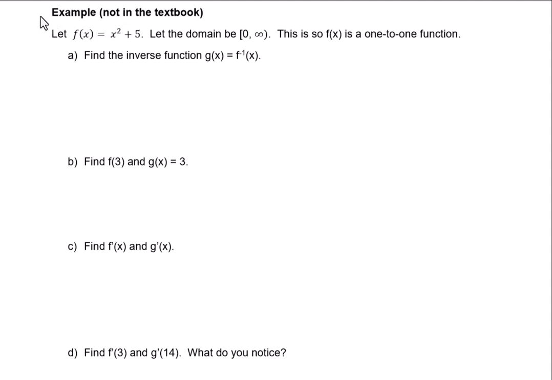All right, so we want to look at this example. This is not in your textbook. It's just so we can make an observation of what's going on and make sense of the theorem that comes after this. So one thing we're going to look at is this function f of x equals x squared plus 5, and we restrict the domain to be from 0 to infinity so that this is a one-to-one function, and then we can find its inverse.